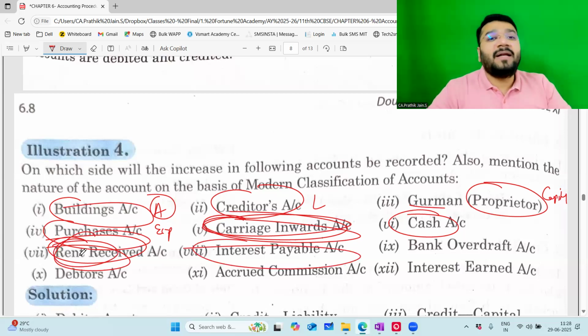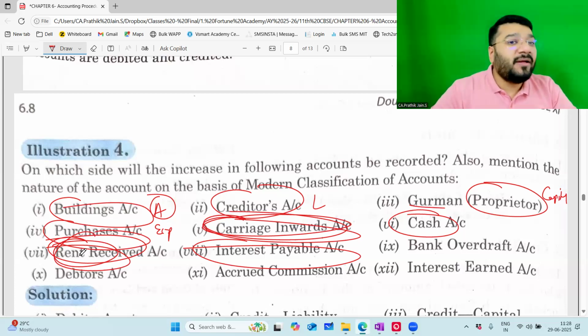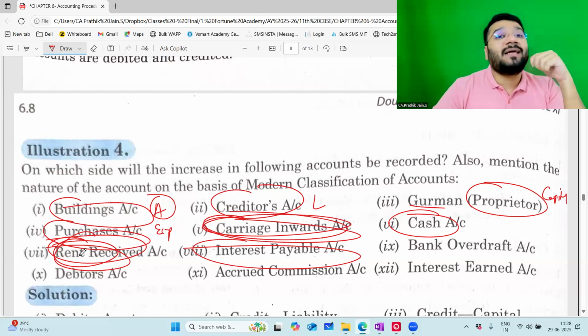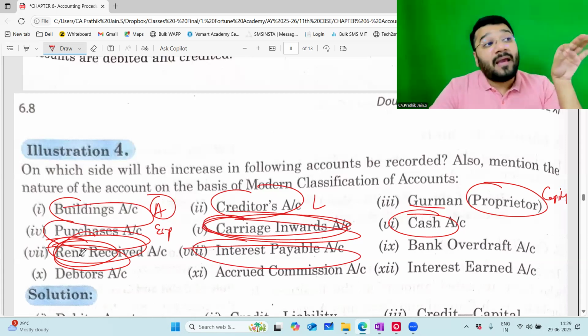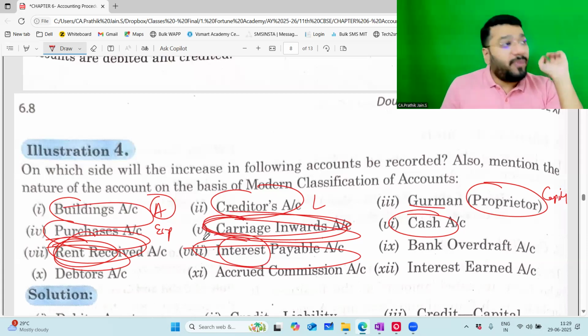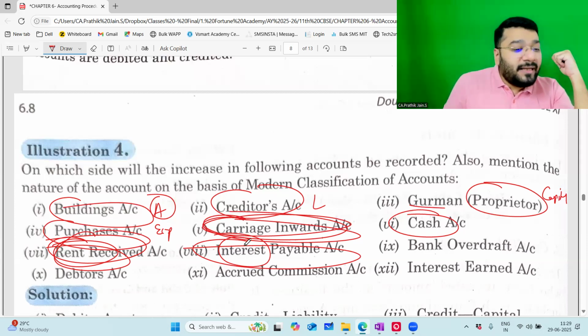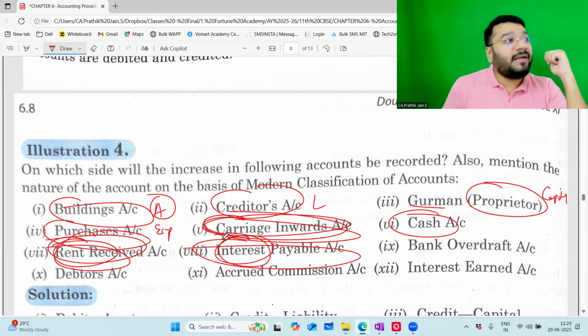So rent received is revenue. Interest payable. Interest payable is saying expense? It's a liability. It is saying interest payable, which means I have to pay. Anything that I'll have to pay in future is liability. So whenever the word payable or receivable is coming with the income and expenses, it means it is either liability or asset only. This you'll understand better in the upcoming classes. Interest payable means I'm yet to pay the interest. When will I pay? In future. Anything that I pay in future is liability.